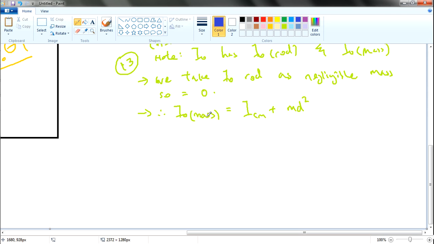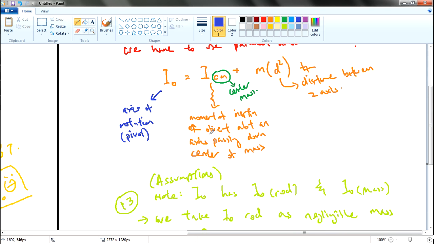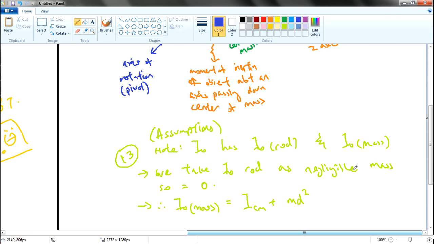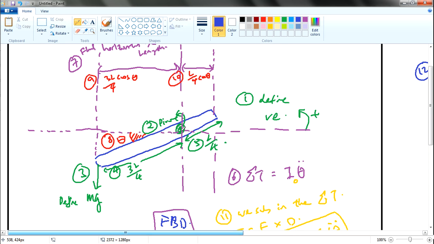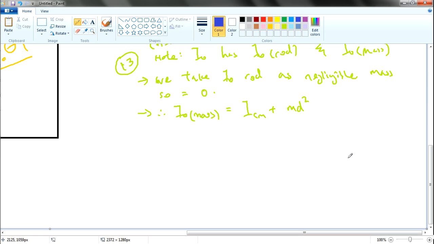Since we know the I naught of the mass, we're talking about the mass itself only, we're not talking about the rod. So let's fill in the equation. As I say, I_CM is equal to the moment of inertia about the center of mass of the object. So we're talking about the mass itself, at the end of the rod. And then d squared is just the perpendicular distance from the pivot to the center of mass, some center of mass value. So give me a while.